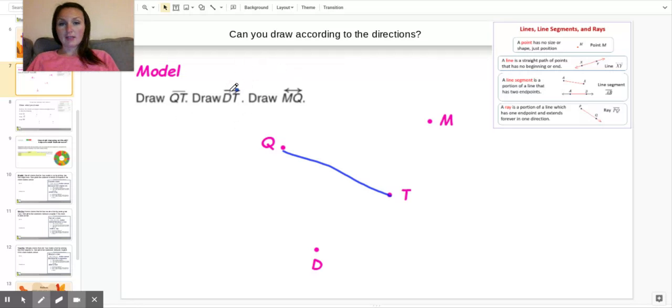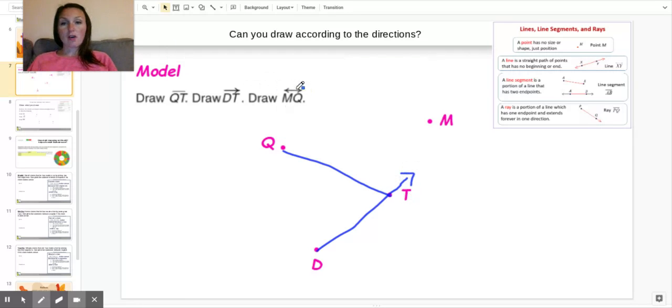Now this one says DT. So here's the point D, here's point T, and now they want me to connect them to make a ray, one endpoint and one with an arrow. So I'm going to have D here, T here, and I'm going to go past it a little bit with an arrow. I see for the line segment, I didn't go past it because it had two different endpoints, but the ray has one endpoint and then keeps on going. So I want to show that it's continuing to move after that with that arrow.